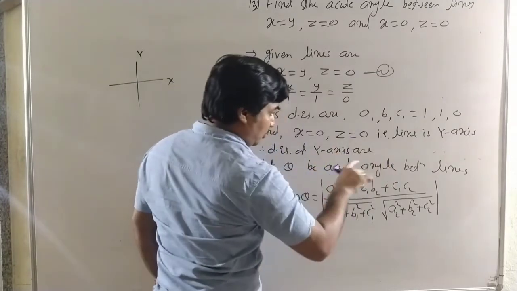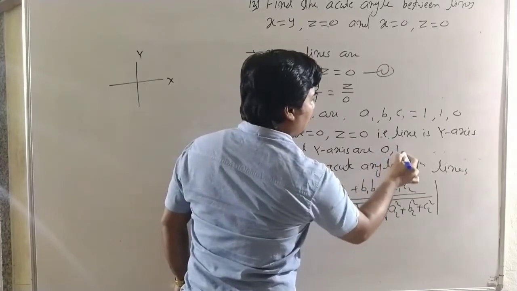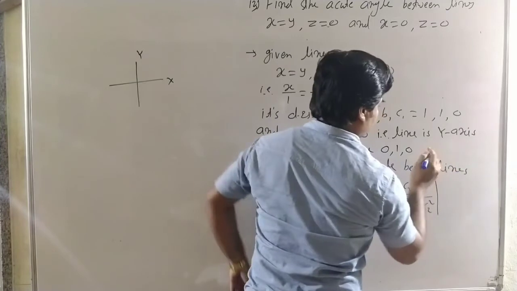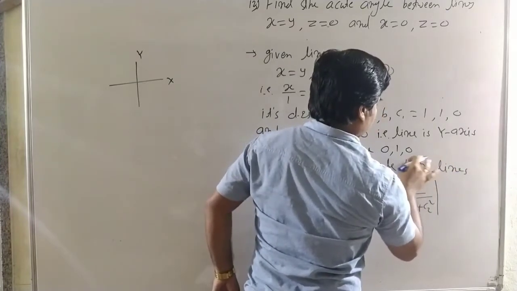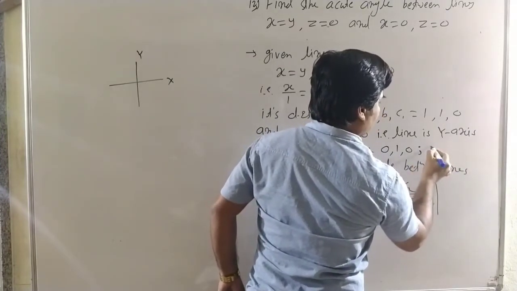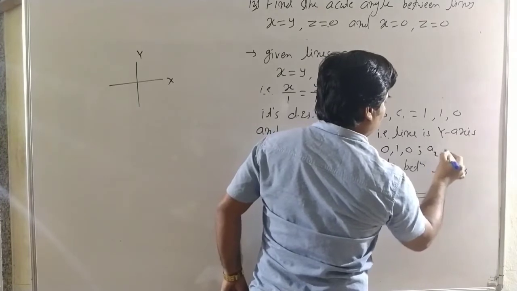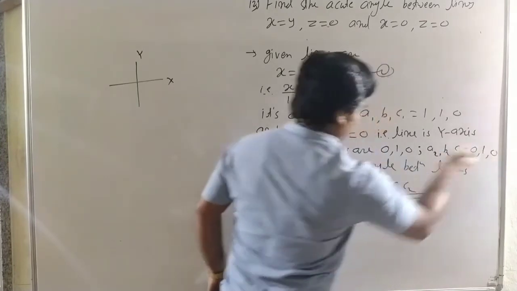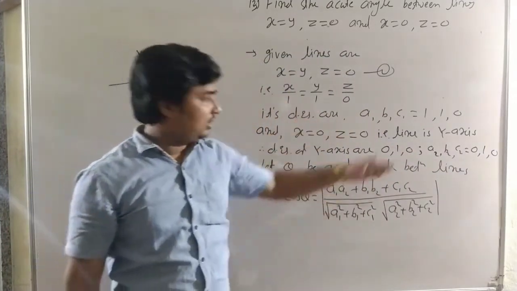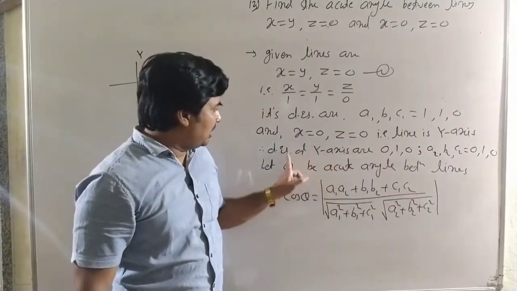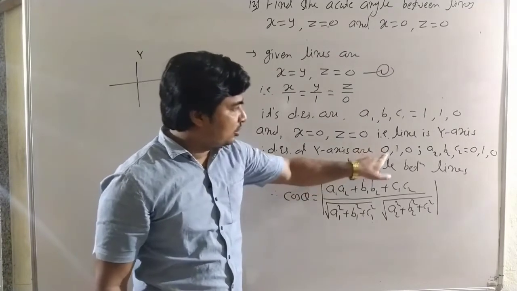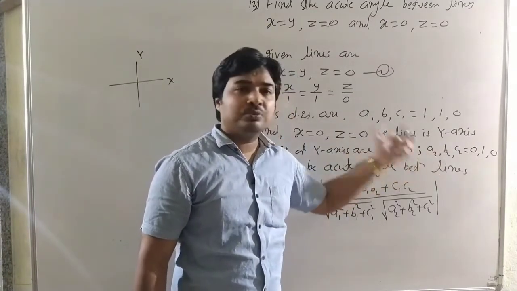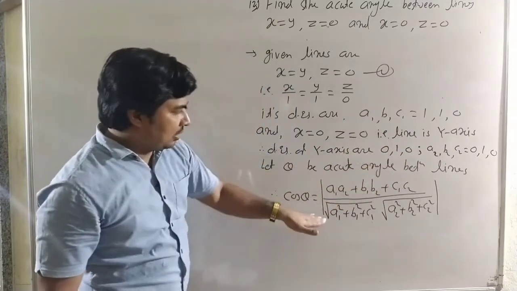Therefore direction ratios of y-axis are 0, 1, 0. That is A1, B1 and C1, we can write here. A2, B2 and C2 is 0, 1 and 0. See carefully. We can write clearly below the line: direction ratios of y-axis are 0, 1 and 0. That means A2, B2 and C2. And then we know the formula.